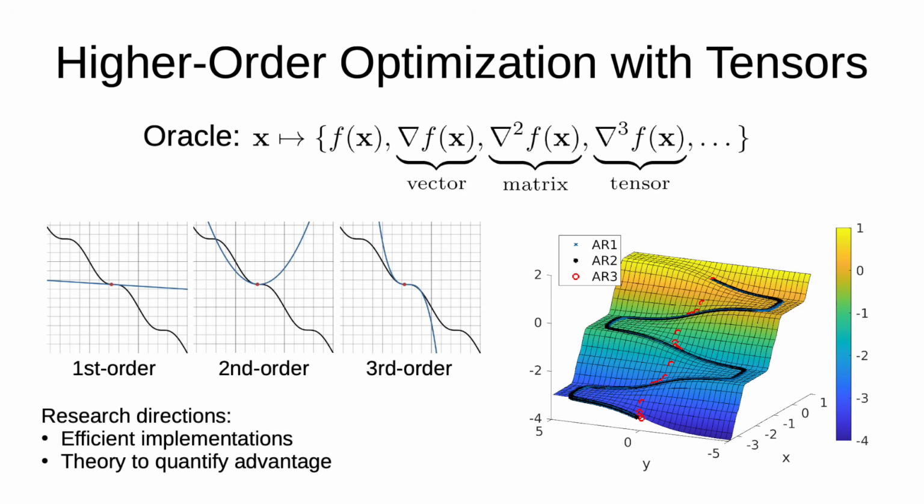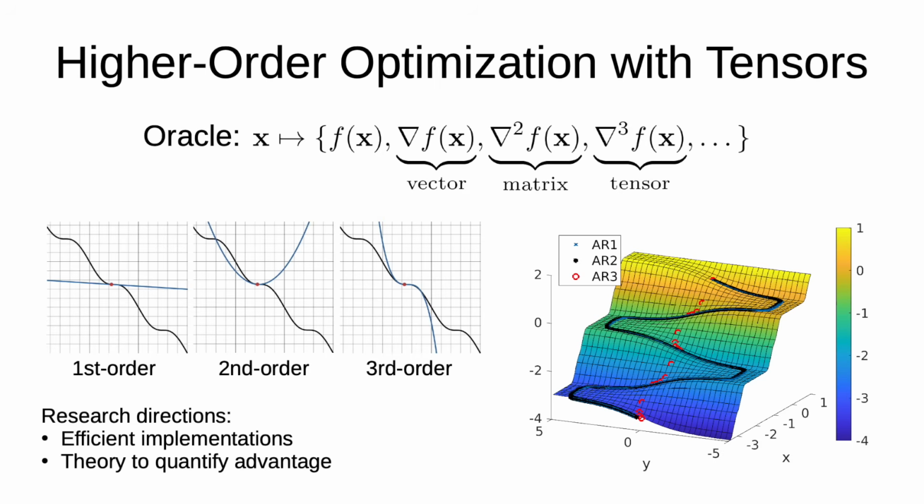As an example to show you what these extra derivatives can get you, I've shown this function in black and the Taylor expansion at the red point. You can see how a linear approximation is already a bit worse than a quadratic approximation, and then in this specific example, a third-order approximation gives you some extra accuracy on the difference between the model and the true function.